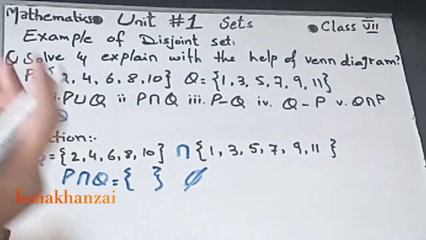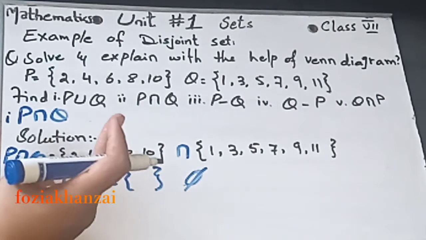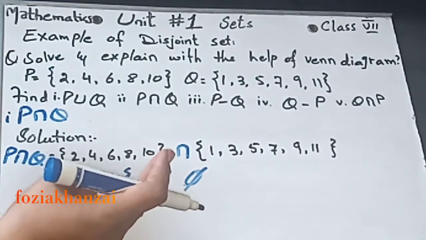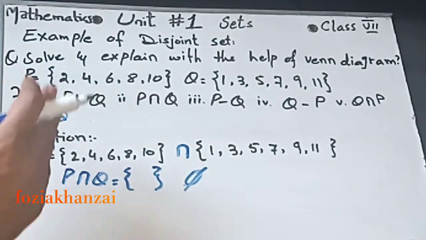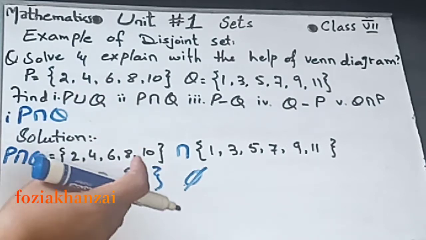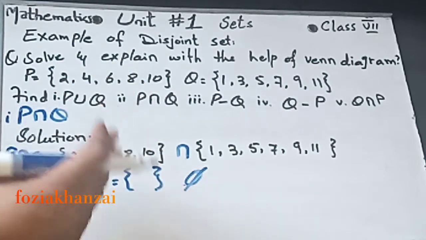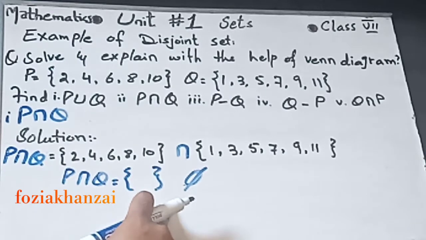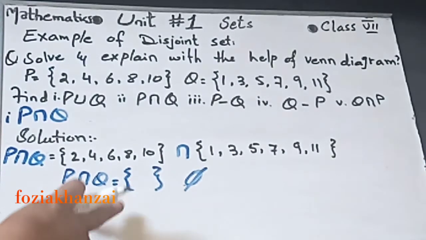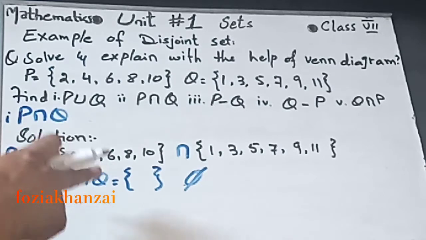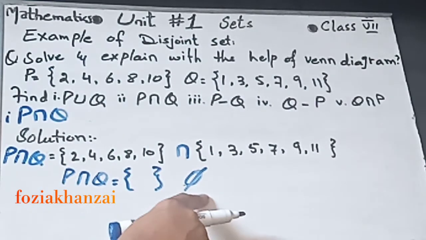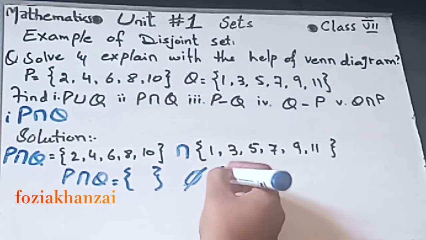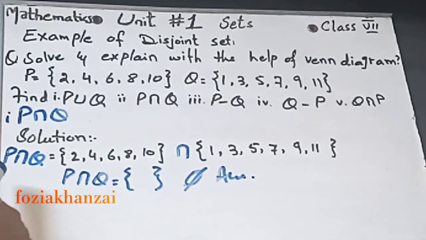In intersection we just take out the common elements between the sets, but it's a kind of disjoint set. There is no common element. That's why the answer is null set. It's the symbol of null set, or it's a set, a curly bracket, but there are no elements. It's called null set. So that is the answer of the second part, P intersection Q.